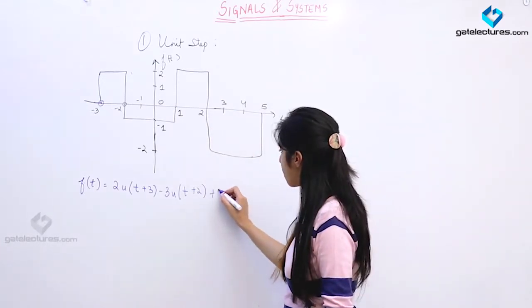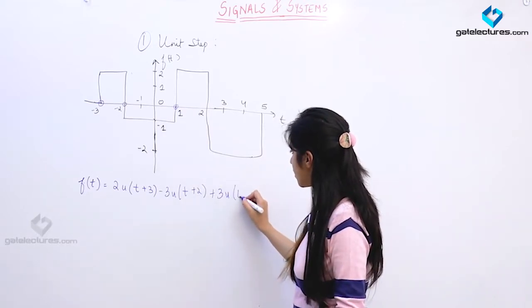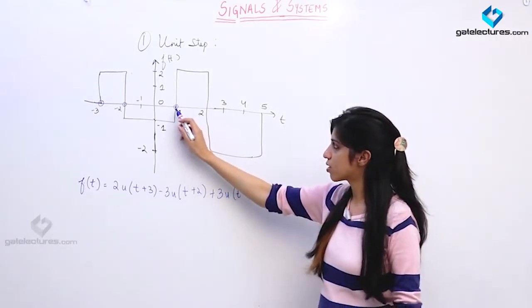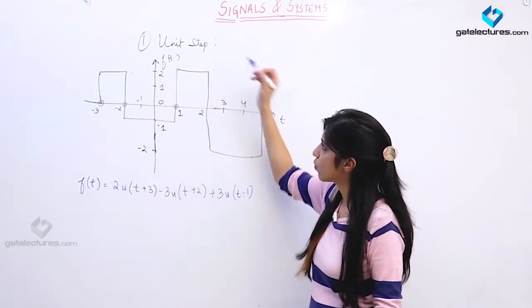So what do I do? Plus 3, and at what instance? T is equal to 1. So this is going to be t minus 1. Now this value is continuing till t is equal to 2.